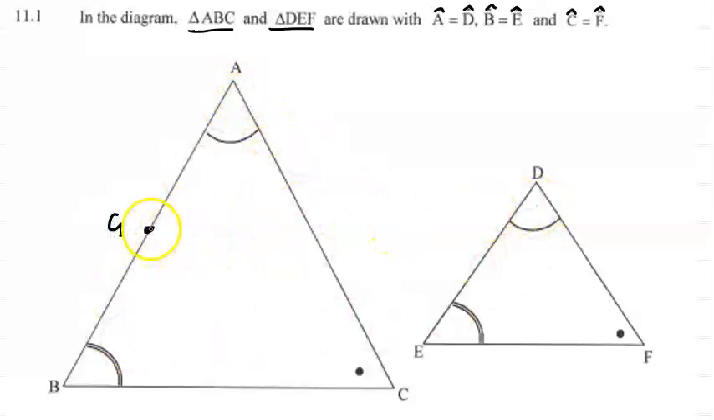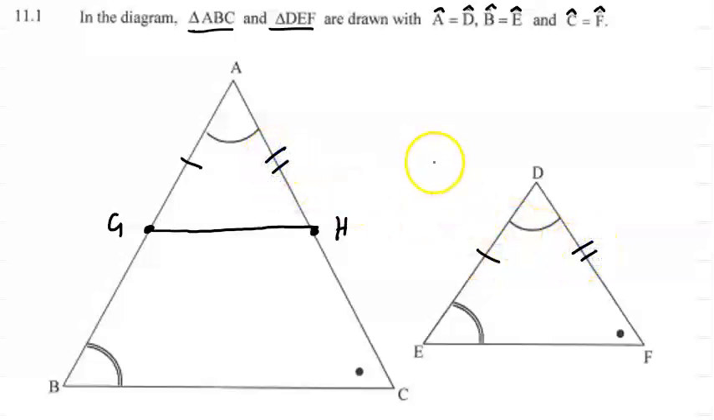We're going to call this G, and then on the side AC, we're going to mark a point over here, which is going to be H. So we've got G and H, and then we're going to join the line GH together. If you look very carefully, the reason for us doing this construction is to make the following sides equal: AG is going to equal DE and AH is equal to DF.